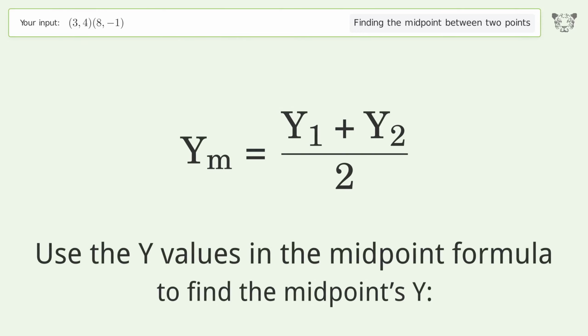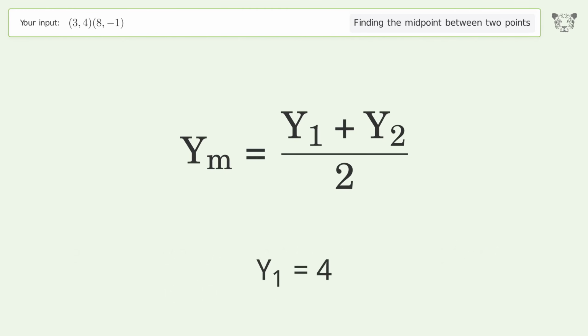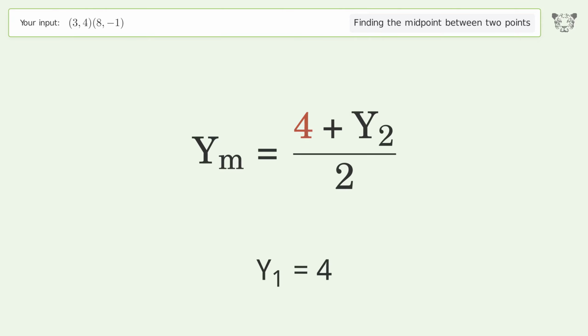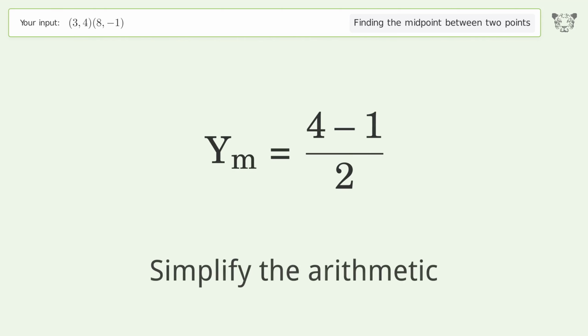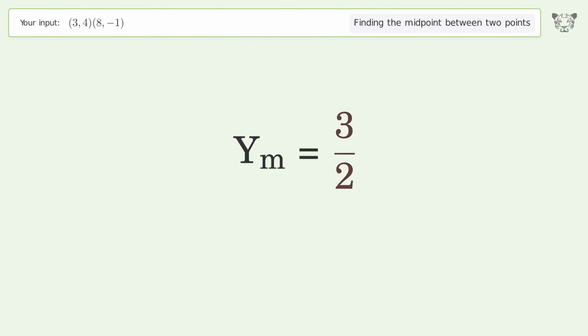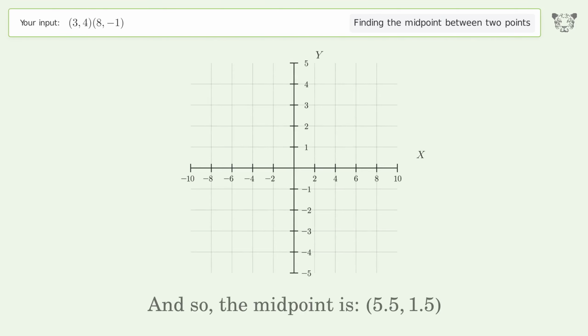Use the y values in the midpoint formula to find the midpoint's y. y1 equals 4. y2 equals -1. Simplify the arithmetic. And so, the midpoint is 5.5, 1.5.